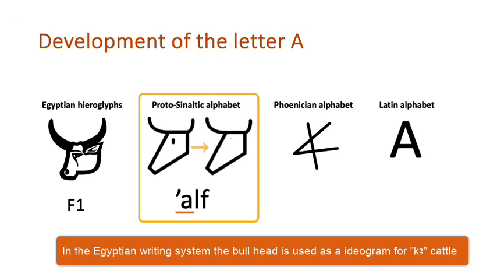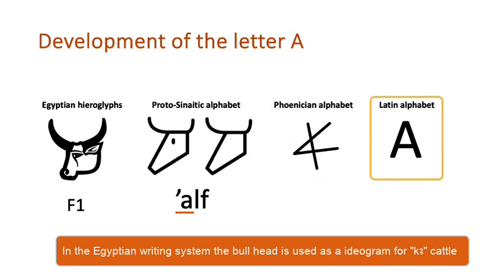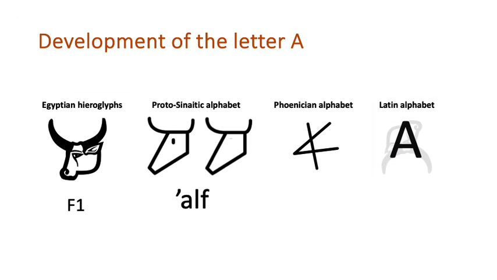This sign has been simplified several times. The Phoenicians turned this sign, and the Romans turned it again, and this is how our Latin letter A came about. So to this day, the character A shows an inverted bull head on its horns. Who would have thought of that?